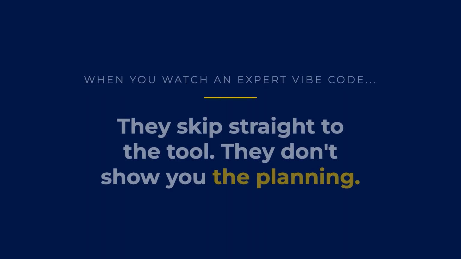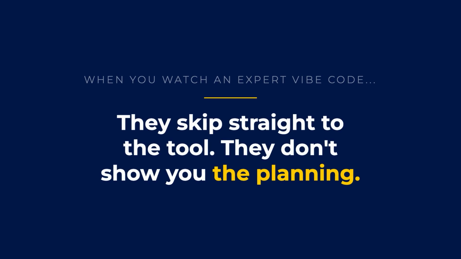When you watch someone who's been vibe coding for a while, they often go straight to the coding tool. So you'll see them open up Codex or Cursor or Lovable and just start typing in their prompts. What they don't show you is the planning that went on beforehand, whether that was in their head, on a piece of paper or using an AI. So if you're new to vibe coding like I am and you just go straight into prompting your coding tool, a couple of things will happen.